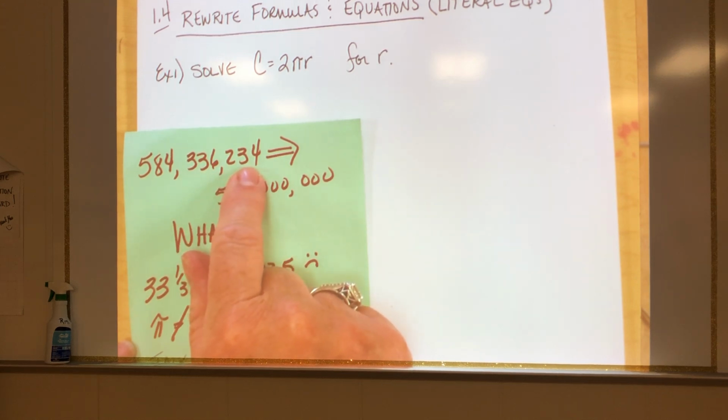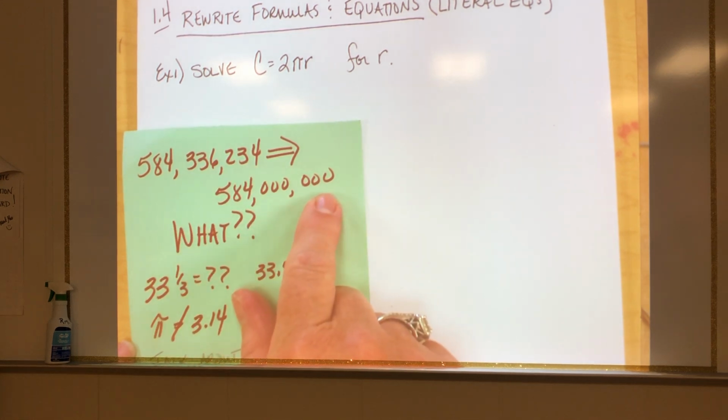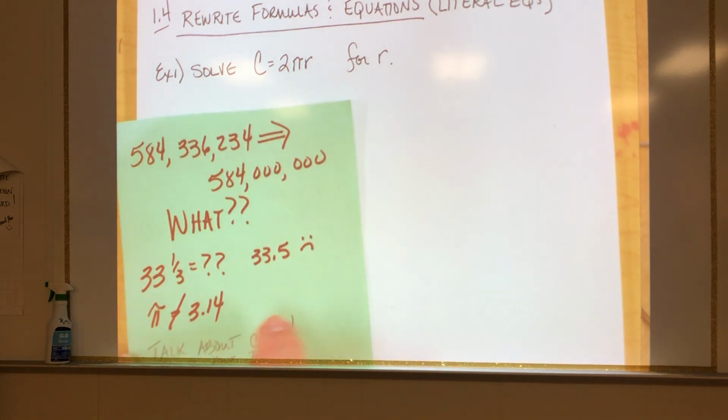$336,234. People, that's a lot of money. That's a whole lot of money. So stop shorting everything. Don't do that. So these are my notes to myself.